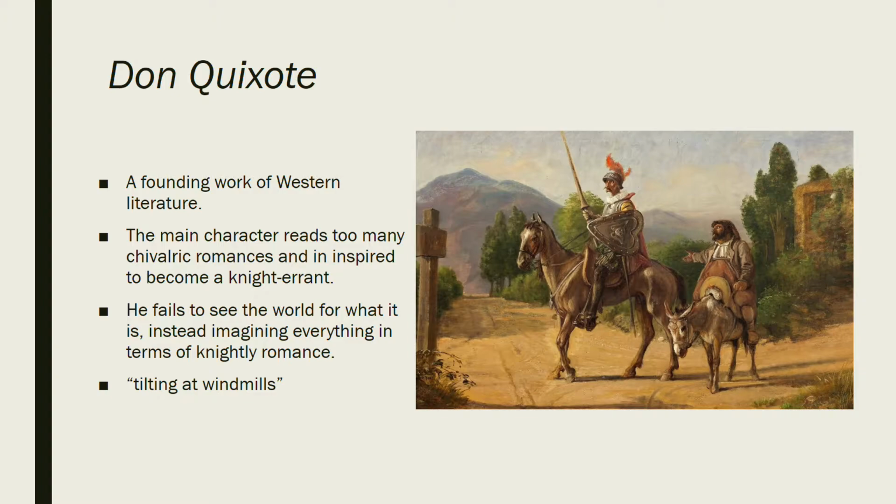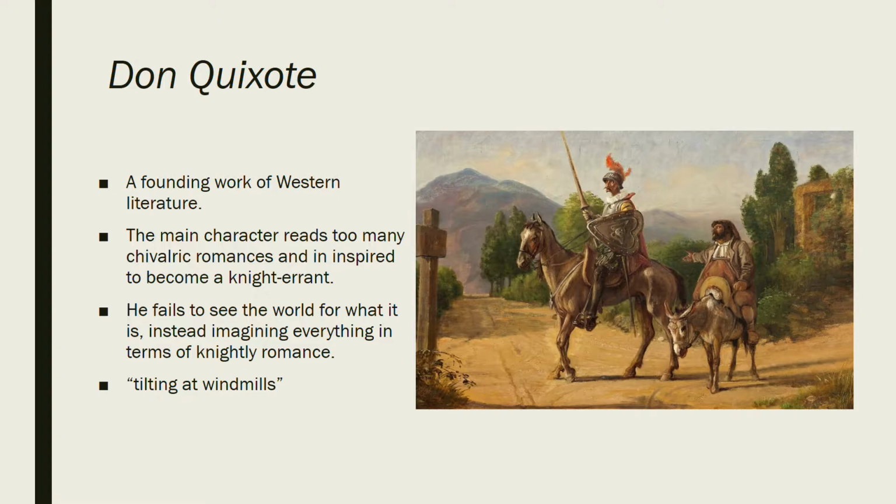So he alters his life to match his expectations that he's picked up from reading fiction. His brain has gone wrong because he's read too many novels, basically. And as a consequence, he fails to see the world for what it really is. Instead, he imagines everything in terms of knightly romances, this material he's fed himself on. The famous phrase, tilting at windmills, comes from this novel. This is because Don Quixote is so delusional with his novel view of the world that he sees windmills as giants and he charges at them.